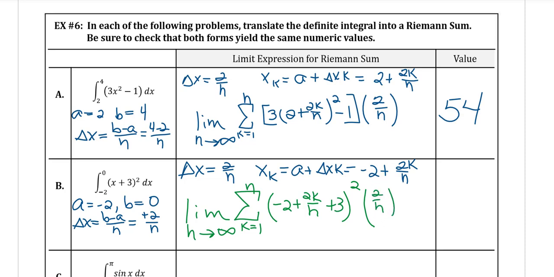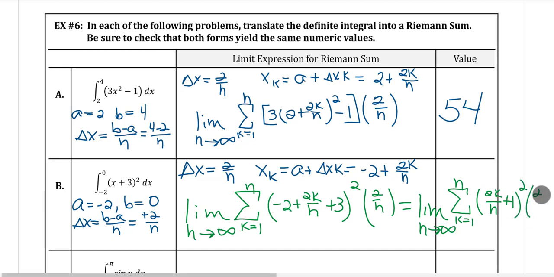Now here I can do a little simplifying. I wrote kind of big, so I'm going to write over here, the limit as n approaches infinity of the summation of k equals 1 to n. And inside, we're just going to have 2k over n plus 1, squared, times 2 over n. And the answer to that, if you do this summation or you do the definite integral, you should get 26 over 3. Or you can make the decimal equivalent. Okay, next one.